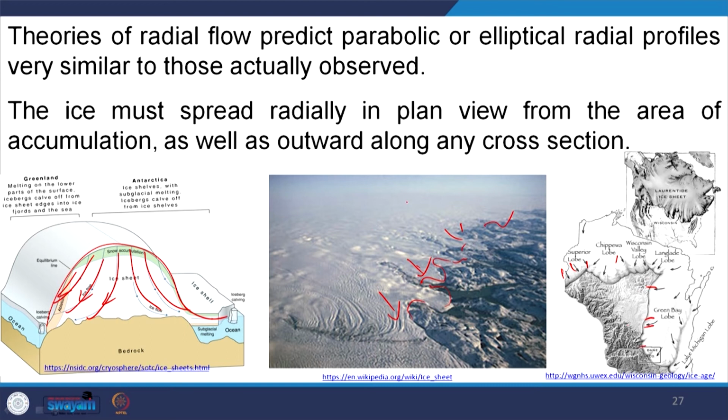So in an ice sheet, the movement is to every side, from the central part of the system. And in a cross section, we can say it is from the central part outward.